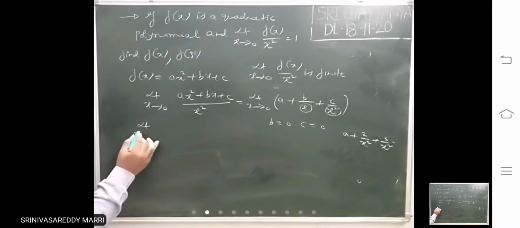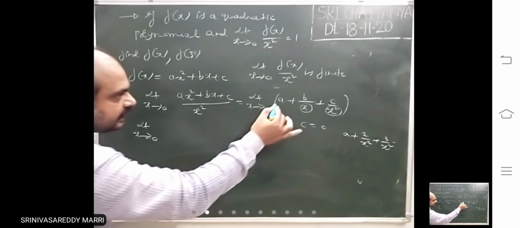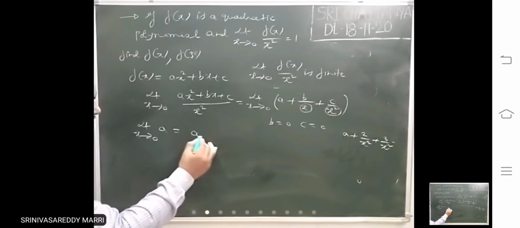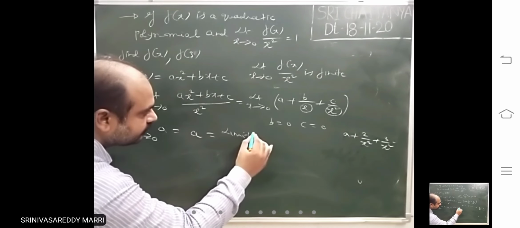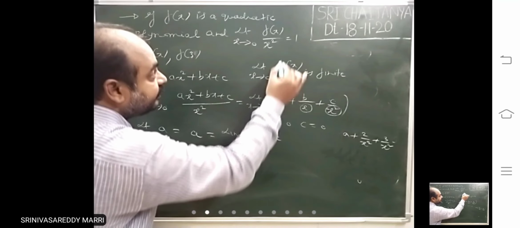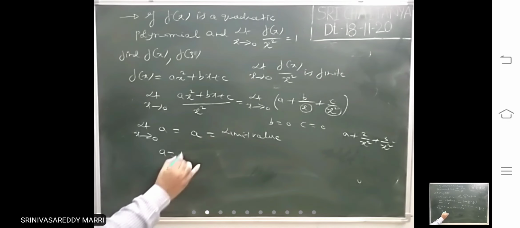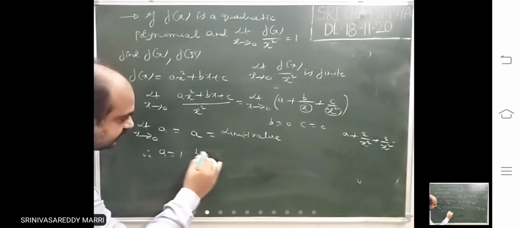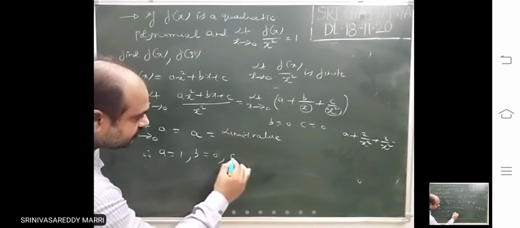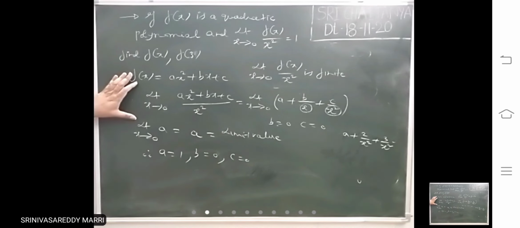Therefore, what is the limit value? The limit value is nothing but a. But it is given as 1. So therefore a equals 1, and b equals 0, c equals 0. Look, that's what I told in the above theorem.